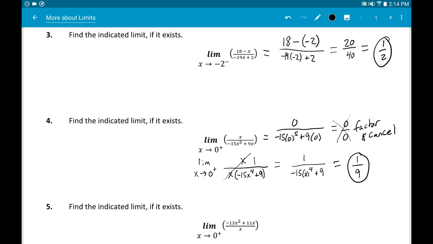Okay. So again, this is the same case we saw in the previous couple sections. When we get 0 over 0, that means we have a common factor on top and bottom. So we factor and we cancel. So we factored an x out on the bottom. It canceled with the x on top. Plugged into what was left over.